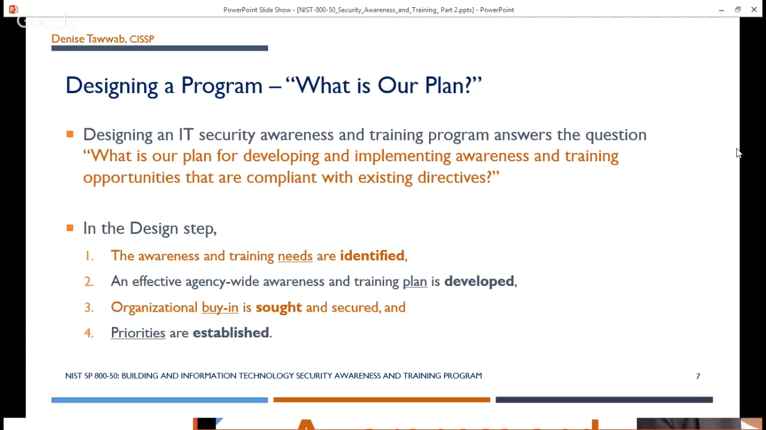Okay, designing a program, the question is, what is our plan? What is our plan for developing and implementing awareness and training opportunities that are compliant with existing directives? In the design step, the awareness and training needs are identified, an effective training plan is developed, organizational buy-in is sought and secured, and your priorities are established.